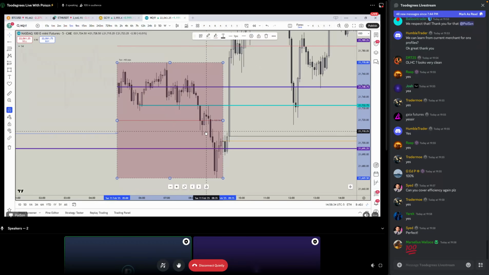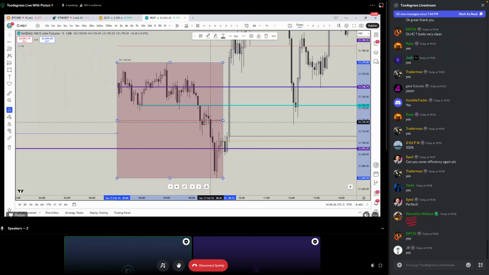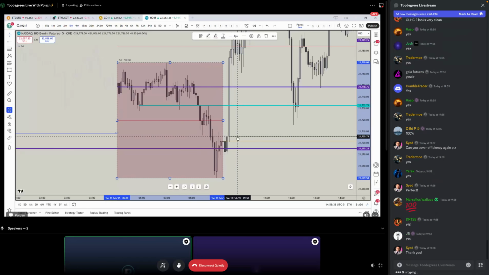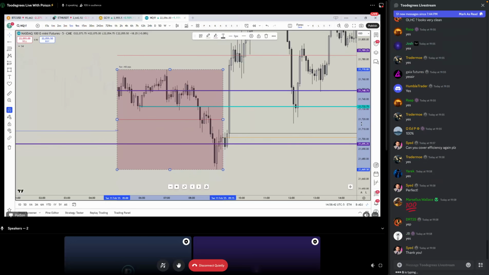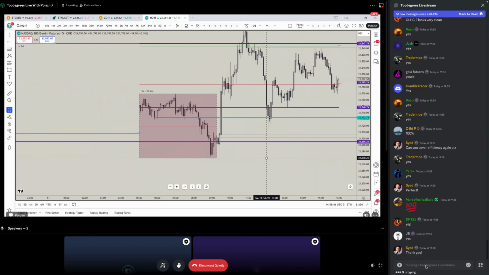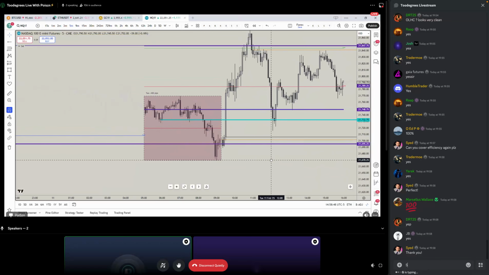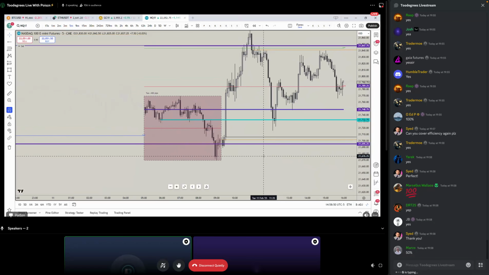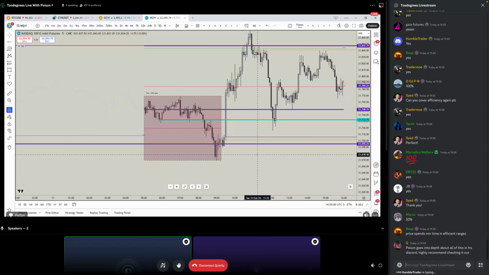Okay, makes sense. What do we know about efficient ranges? We know that efficient ranges or balanced price ranges or efficiently traded ranges seek 50%. Keep that at the back of your mind. We'll come back to it in a second.